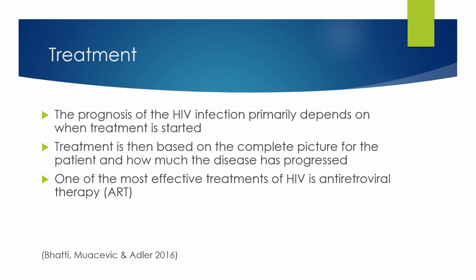There is treatment for HIV, but there is no cure. The prognosis of HIV infection primarily depends on when treatment is started. Treatment is then based on the complete picture for the patient and how much the disease has progressed. One of the most effective treatments of HIV is antiretroviral therapy. That consists of 5 different medications. They pick these medications based on the patient's cell count and how far along they are in the infection.